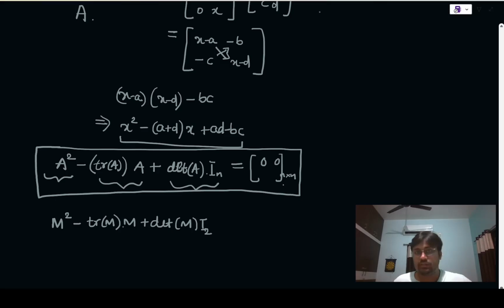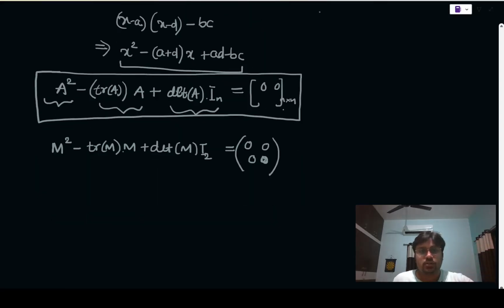This will be a 2 by 2 identity matrix, because in the problem we have a 2 by 2 matrix. M is a 2 by 2 matrix. This will be a 0 matrix, right? Okay, so this is a 2 by 2 0 matrix. This is what we have. This is what we know.